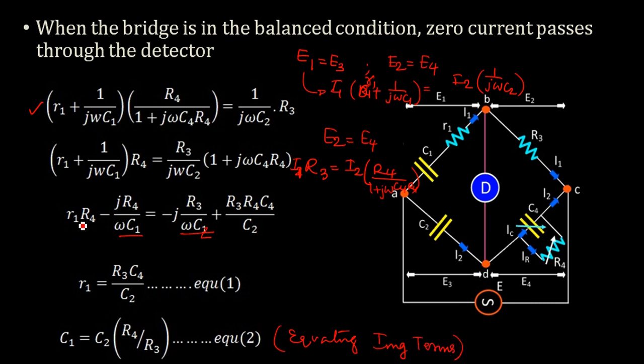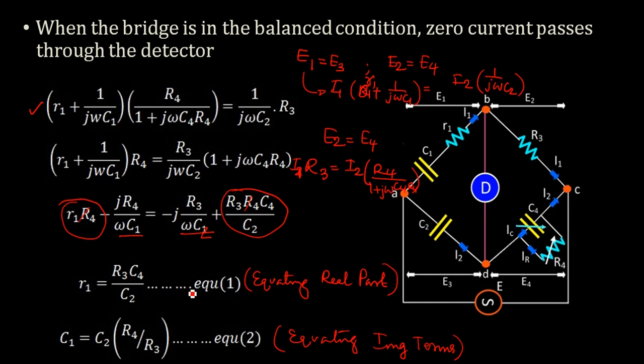Similarly, once you equate the real terms, you will have R1 equal to R4 and R4 gets cancelled, so R1 equal to R3 C4 by C2, where R1 indicates the lossy component of the capacitor. So this is obtained by equating the real part.